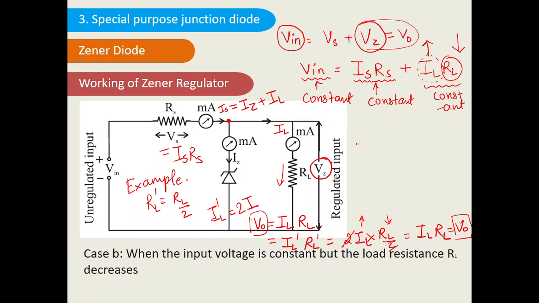We have IS equal to IZ plus IL. So how will this IL value increase? If the IZ value decreases, then only the IL value will increase, because the IS value is constant, because the source is constant, so the current through the source will be constant. So the current through the Zener diode will automatically decrease in order to maintain the value of Vz constant. By this, the Zener diode will supply the regulated voltage to the output side. You can pause the video and write the things. I am moving to the next case.